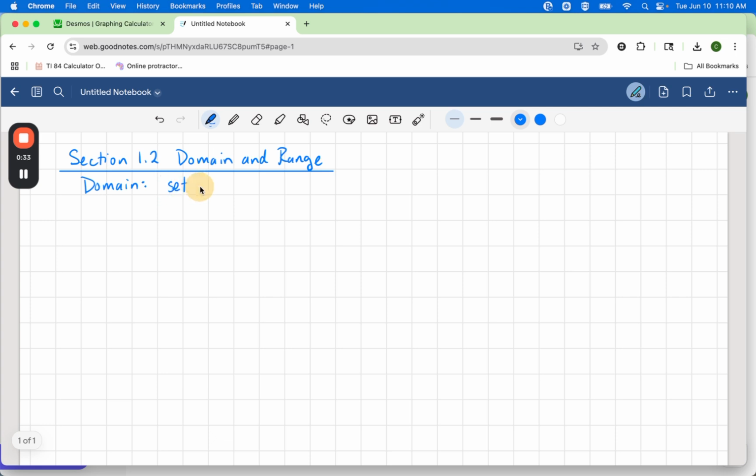The domain is the set of all possible x values. Range is the set of all possible y values. So first things first, we should review what's called interval notation.